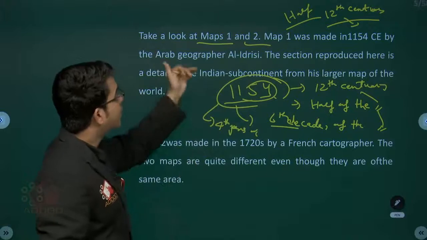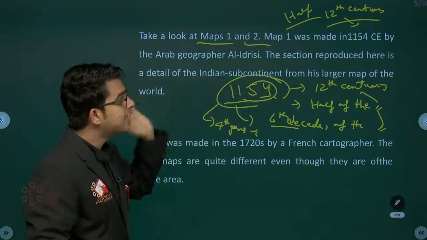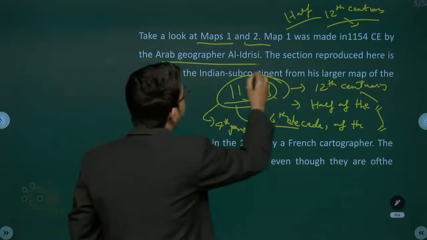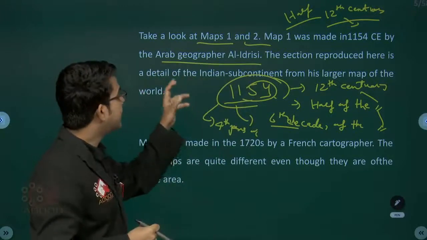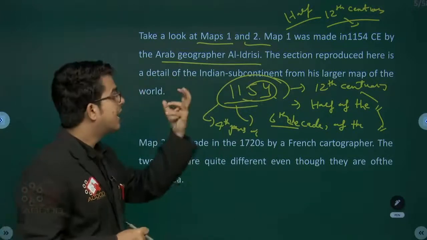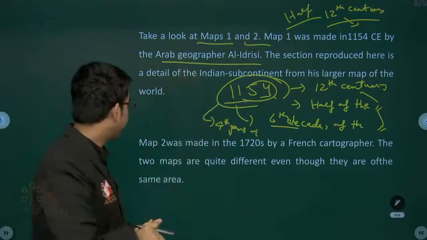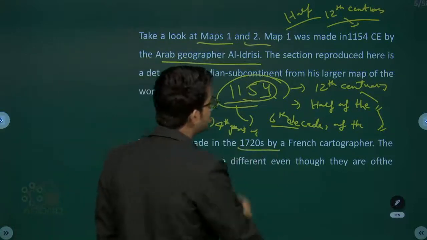Okay, now, so first and second map, that's what we have seen. Map 1 was made in 1154 CE by the Arab geographer Al-Idrisi. The section reproduced here is a detail of the Indian subcontinent from his larger map of the world. But map 2? Map 2 was made in the 1720s.